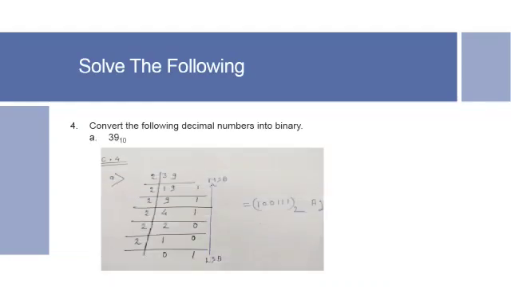Students, the next question is 39 in the decimal number system. We need to convert it into binary. If you divide 39 by 2, you get 19 in the quotient, 1 in the remainder. Again you divide 19 by 2, you get 9 in the quotient and 1 in the remainder. As it is, you stop the division after getting 0 and your answer will be 100111.